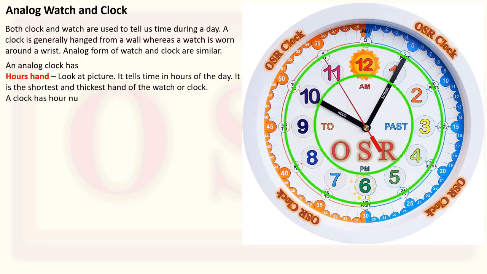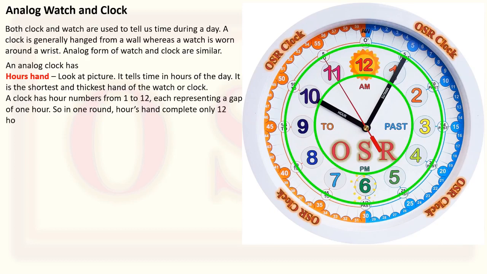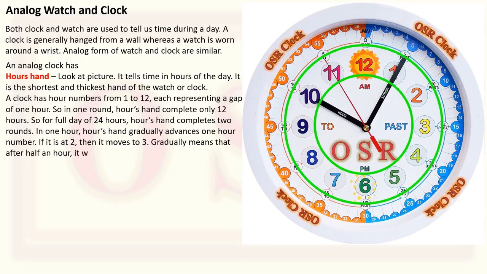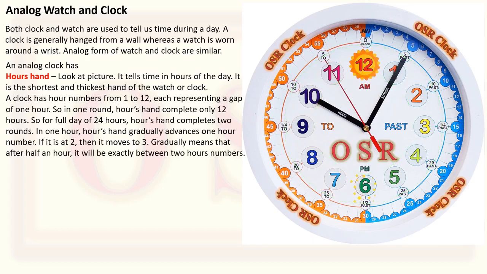A clock has hour numbers from 1 to 12, each representing a gap of 1 hour. So in one round, the hours hand completes only 12 hours. So for a full day of 24 hours, the hours hand completes 2 rounds. In 1 hour, the hours hand gradually advances 1 hour number. If it is at 2, then it moves to 3. Gradually means that after half an hour, it will be exactly between 2 hour numbers.